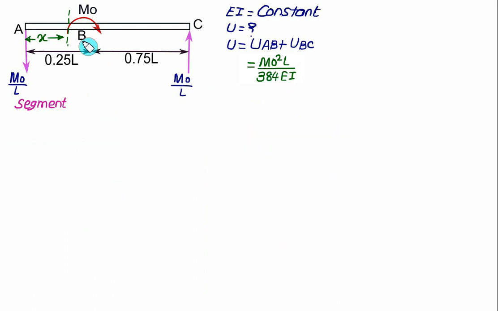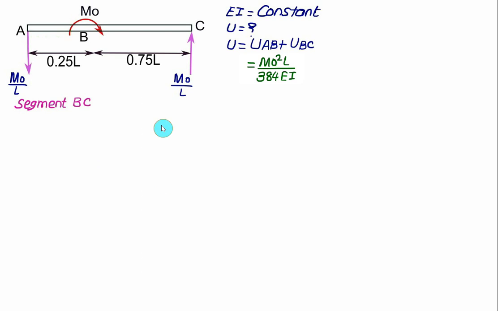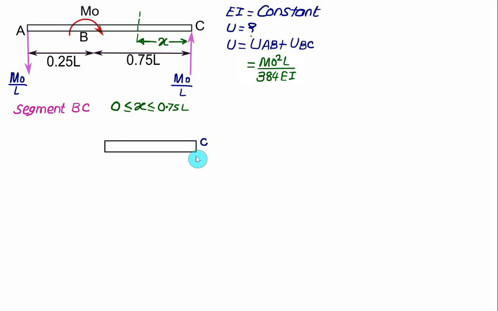Now we'll consider here the BC portion. For the BC portion, we'll take the section which changes from B to C, and this distance from C we make equal to x. In this case the limit of x is 0 less than or equal to x less than or equal to 0.75 L, that is 3 by 4 L, or we write here 0.75 times L. So at point C we'll show one force acting vertically upward, which is M0 divided by L, and our distance here will be equal to x.